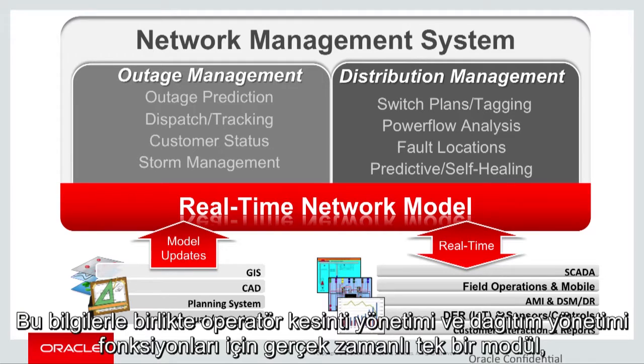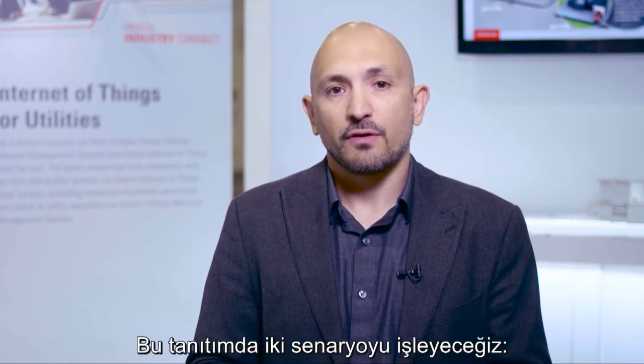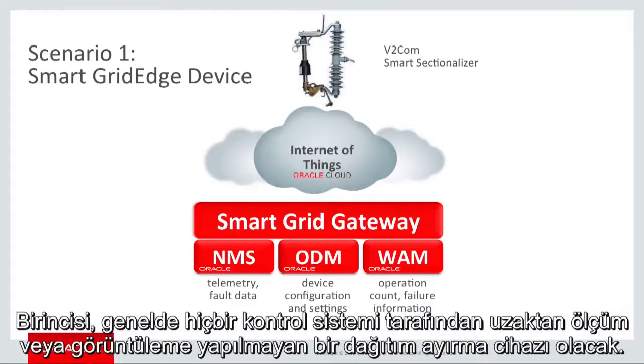With this information, the operator can manage the real-time system for both outage management and distribution management functions under one single model, one single view, reflecting what's really happening in the field. As part of this demonstration, we're going to cover two scenarios. One will be a distribution sectionalizing device that is typically not telemetered or monitored by any control system.